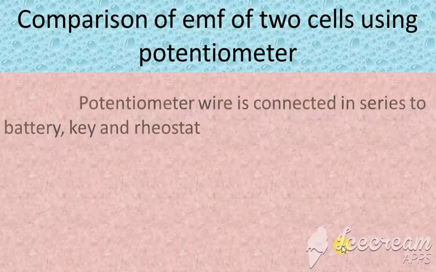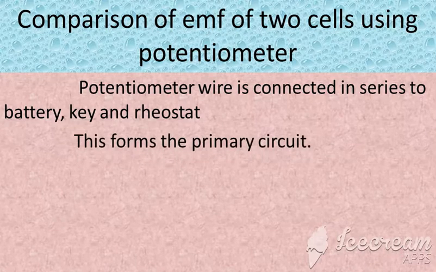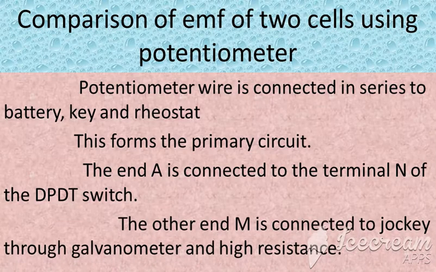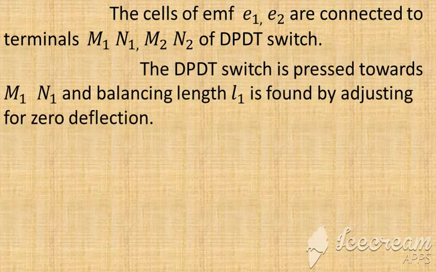So next is comparison of EMF. The potentiometer wire is connected to the battery, key and a rheostat, which forms a primary circuit. It is connected to the terminal N of the DP/DT switch. The other end M is connected to the jockey through a galvanometer and high resistance. Then cells of EMF E1 and E2 are connected between the terminals of the DP/DT switch. This is all that is there in your diagram.